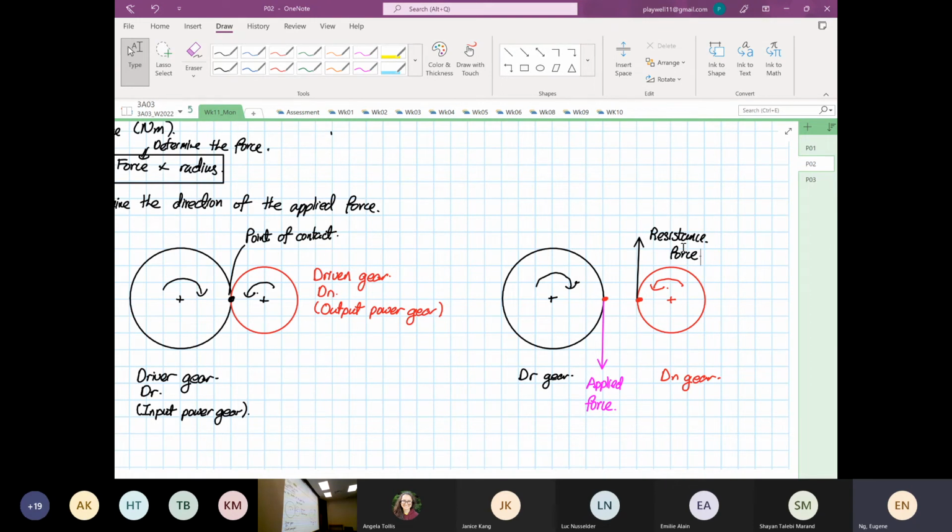I took a long while to get this right. But you guys are young, I want you to get this right now. So the applied force, and the resistance force carried out by the driven gear, is always in the opposite direction. Yes. It will always oppose.